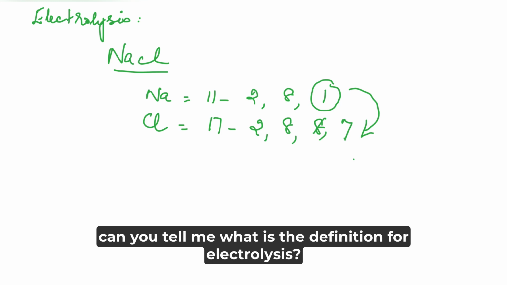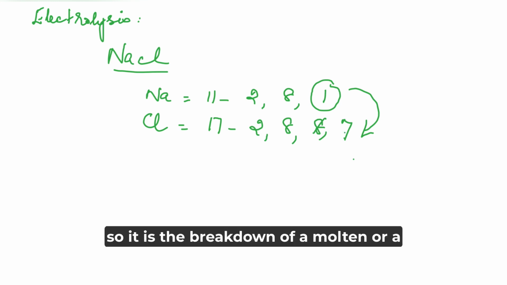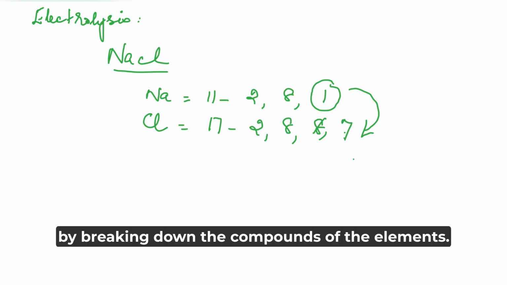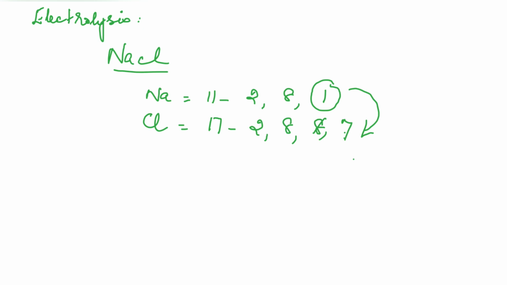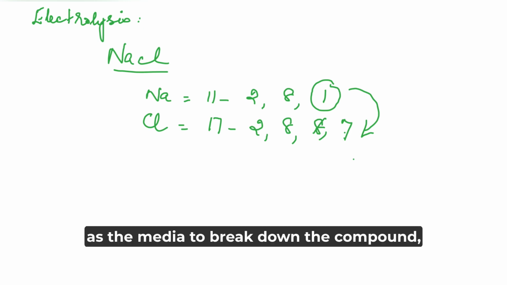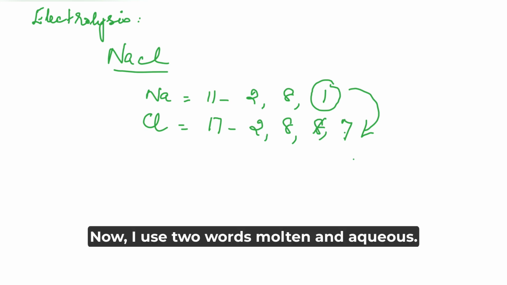Now can you tell me what is the definition for electrolysis? It is the breakdown of a molten or aqueous solution of an ionic compound, breaking down the compounds into elements through electricity. Very good. So when electricity is used as the medium to break down the compound, it is called electrolysis.